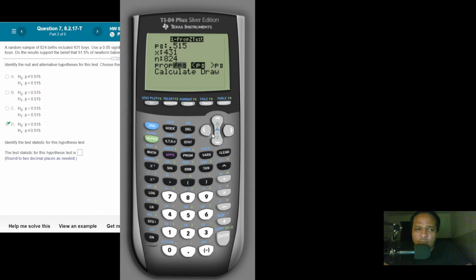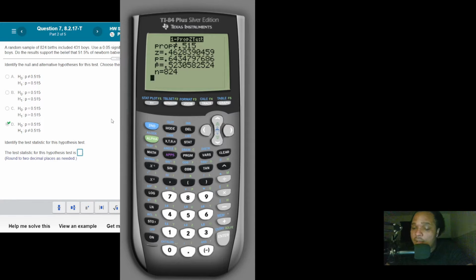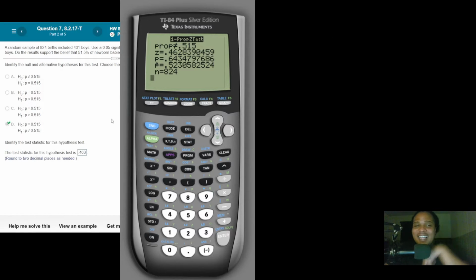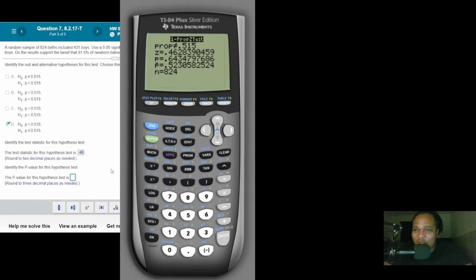What symbol did we use for our H1, our alternative hypothesis? We use the does not equal to symbol. And go to calculate. There it is. So identify the test statistic. We're going to have 0.463. Fear not, two decimals: 0.46. Our p-value is going to be three decimals. This is 0.643.